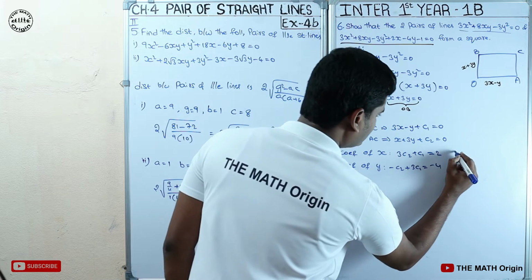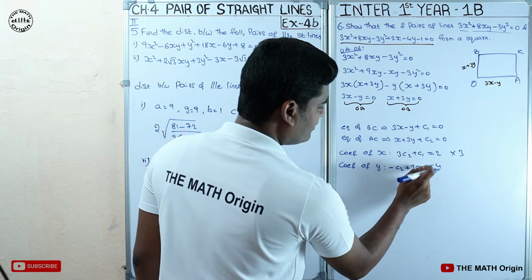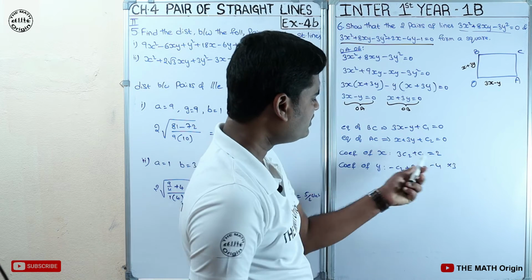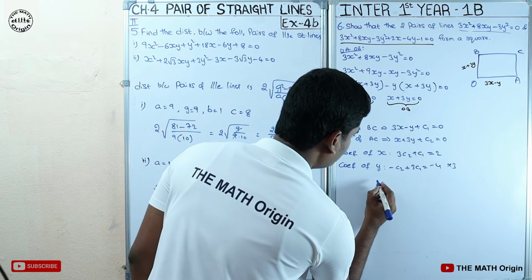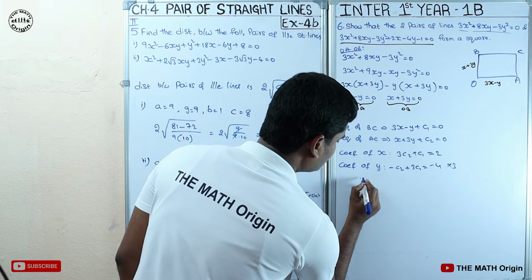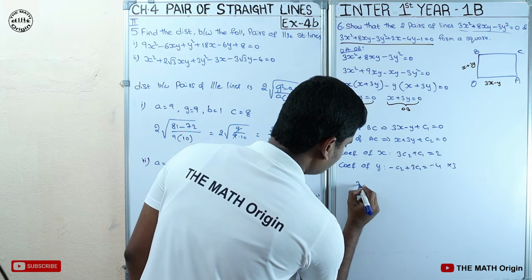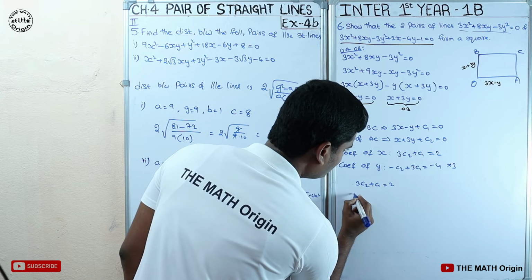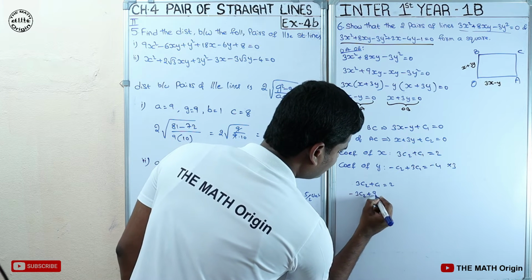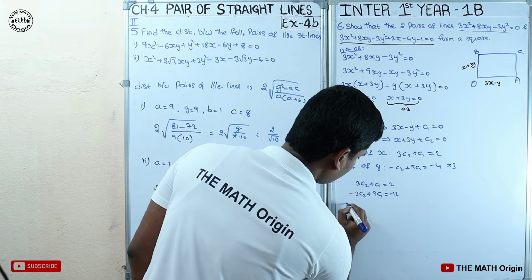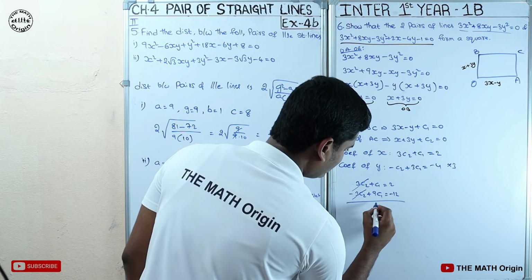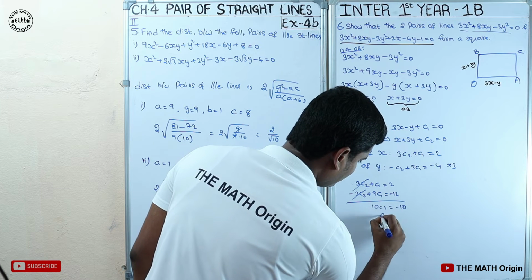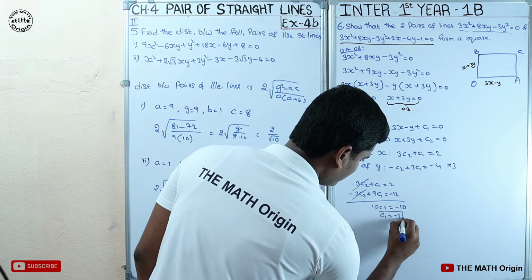Now this equation into 3, or else the second equation into 3, therefore the c2 value can be cancelled. So from this, the first equation is 3c2 plus c1 is equals to 2, and the second equation is minus 3c2 plus 9c1 is equals to minus 12. Adding, 3c2 cancels, here it will be 10c1 is equals to minus 10, c1 is equals to minus 1.